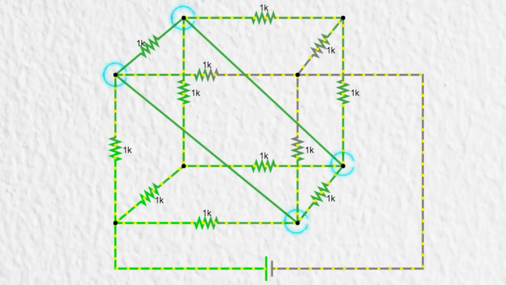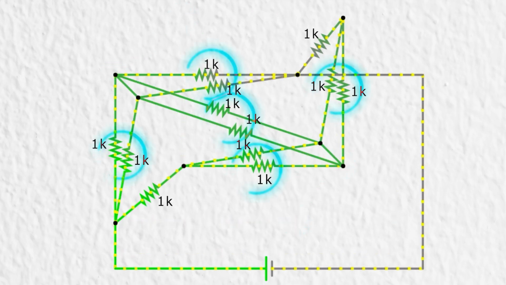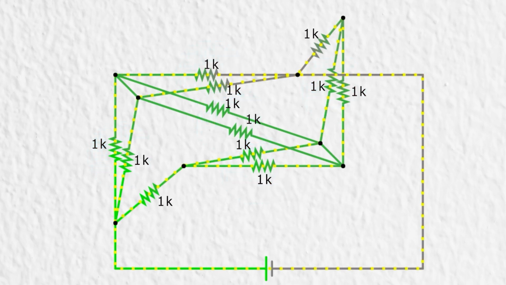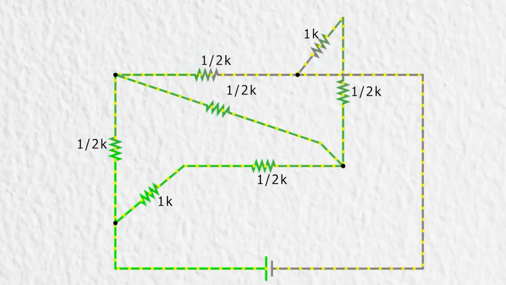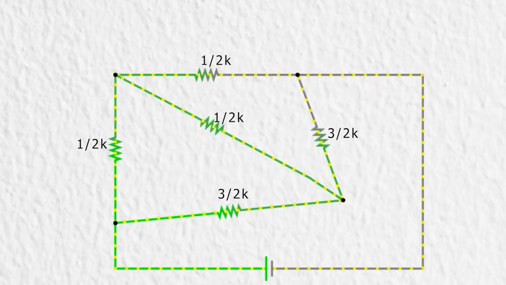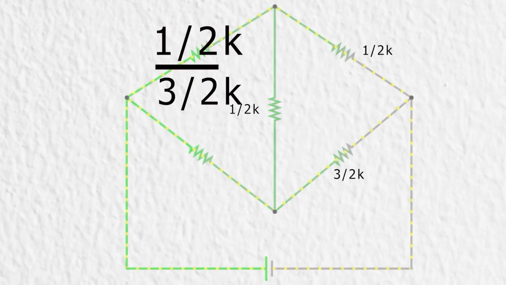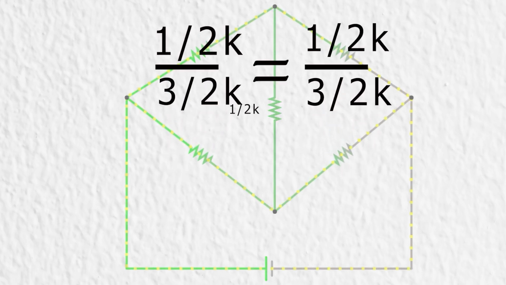Now we merge the equipotential points. These parallel 1 Ks can be converted to half K. Replacing with half Ks, we get a simplified circuit like this. Here 1 K and half K are in series, becoming 3 by 2 K. Now we have a Wheatstone bridge setup. Taking the ratio of resistors on the same side, we get half K by 3 by 2 K, which is the same for both sides. Thus, the bridge is balanced.